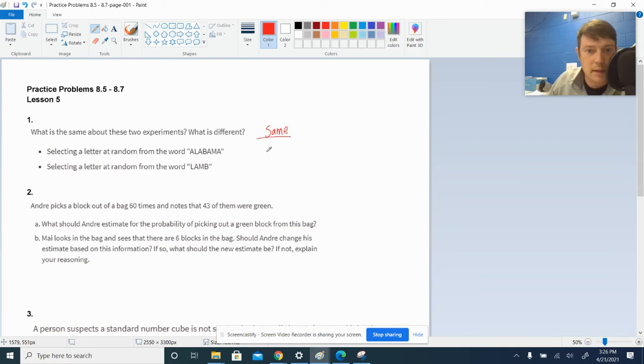I would say is their sample space, because the sample space for Alabama is A, L, A, B, and the sample space for lamb is L, A, M, B. Oh, no, not an A. Don't need it to happen twice. There's an M in Alabama. So each of them has the same 4 letters. So the sample space is the same.